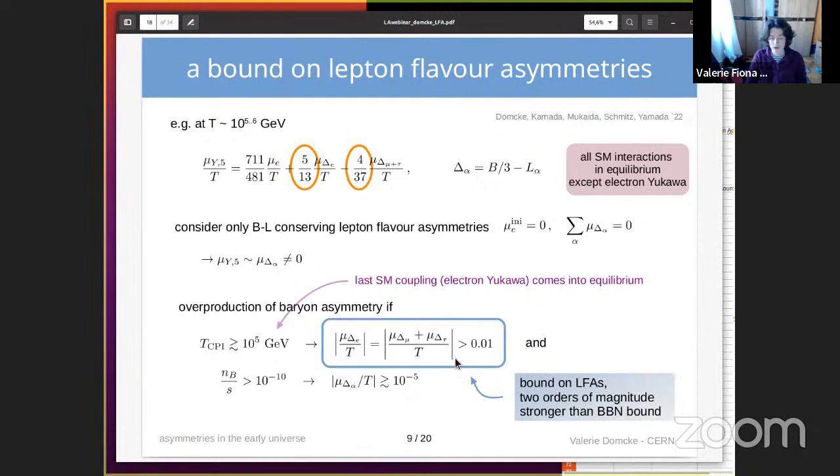So the conclusion is that this is the bound one should consider, and that we cannot actually have order 1 flavor asymmetries. As soon as the flavor asymmetries are bigger than 10 to minus 2, this is ruled out just from our observation of baryon asymmetry. So this is a bound which is 2 orders of magnitude stronger than the BBN bound for this particular case of a B minus L symmetric universe.